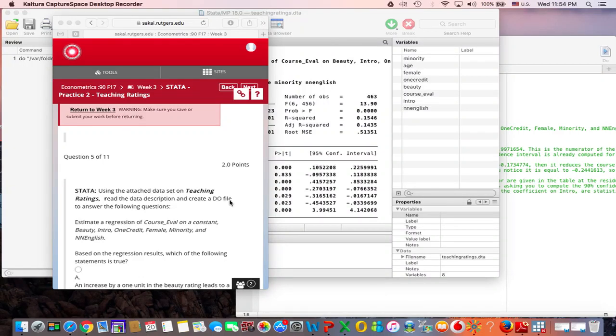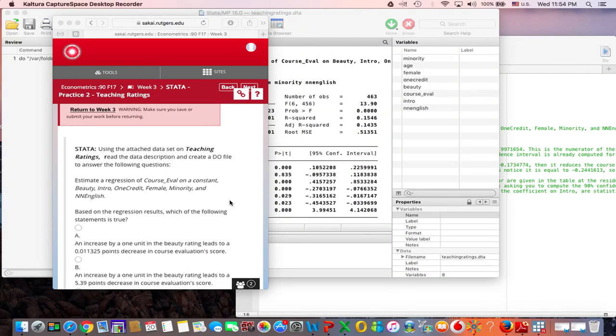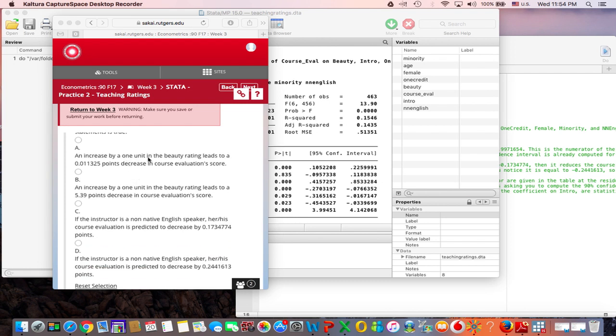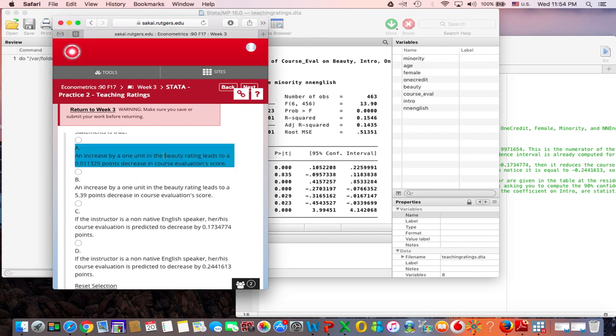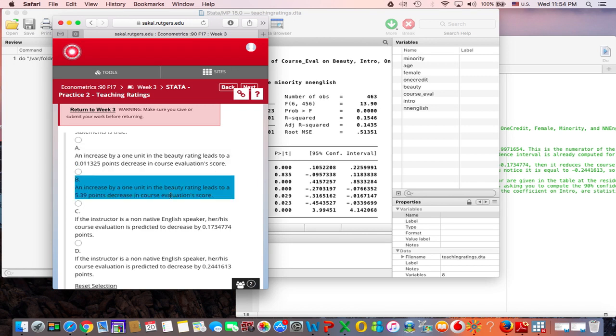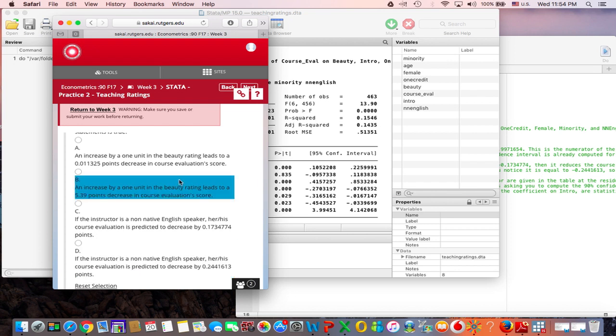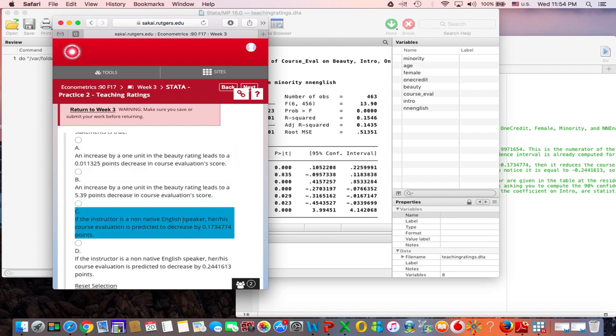Okay, so the next question, number 5. Again, we have the same model. I just keep repeating this part in each and every question. The question is saying, based on the regression results, which of the following is true? And if you notice, we basically have a question about the beauty variable, English speaker, English speaker. So these are the two variables that we need to focus on.